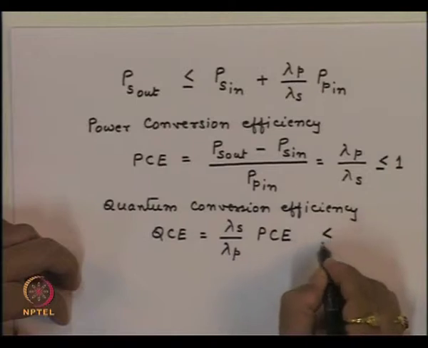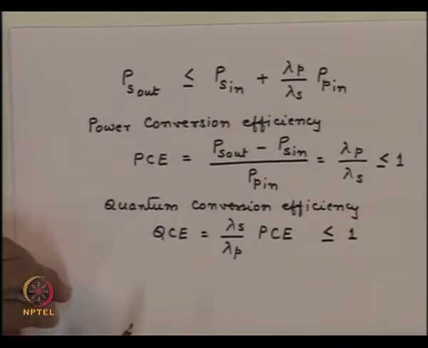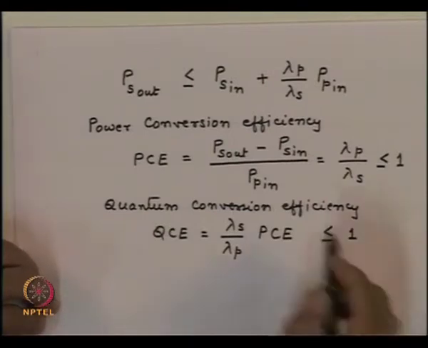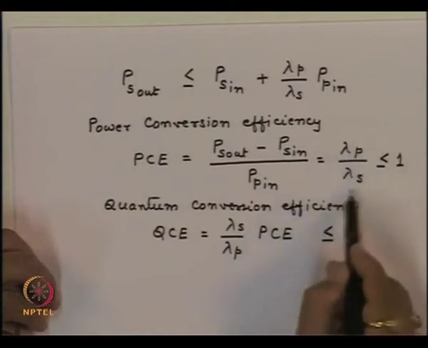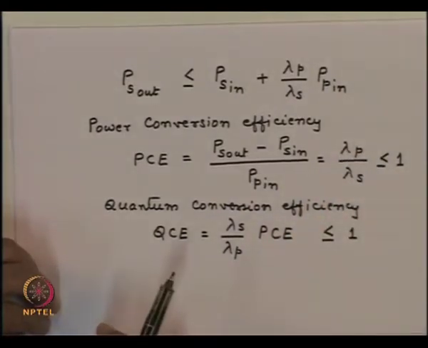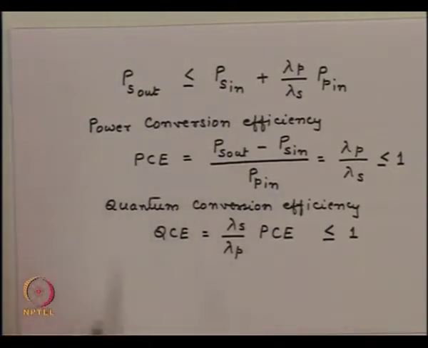Since we have taken this factor out essentially from here, we have multiplied by this quantity lambda_S upon lambda_P. This quantity essentially is telling you the photon conversion efficiency, same as what we have seen earlier for the photodetector or in terms of the LEDs and so on.